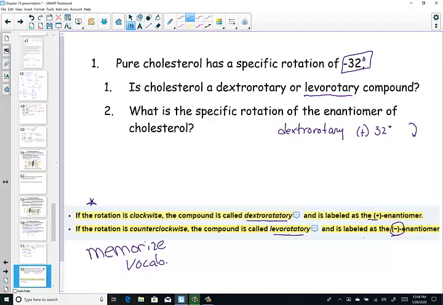Think of that as going clockwise 32 degrees, and this would leave it counterclockwise 32 degrees. One is called the negative counterclockwise spin. This is called the positive clockwise spin. Equal but opposite directions. But I do need us to remember that dextro means positive, levo means negative.